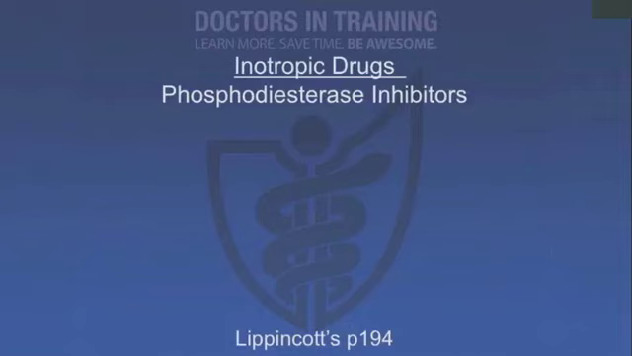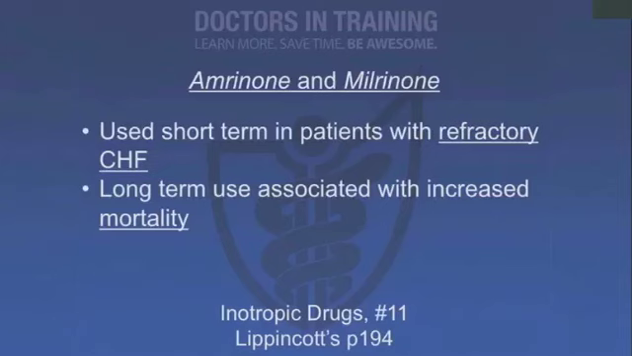The other two inotropic drugs to talk about are both phosphodiesterase inhibitors, and they're called amrinone and milrinone. The mechanism of action is the same as dobutamine. It increases cyclic AMP, which is going to increase the phosphorylation of the calcium channels and cause an increase in calcium and an increase in contractility, and therefore an increase in cardiac output. These are also IV drugs. They're usually used short-term for patients who have refractory heart failure.